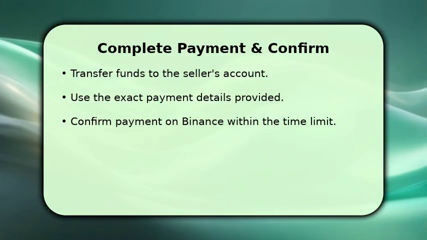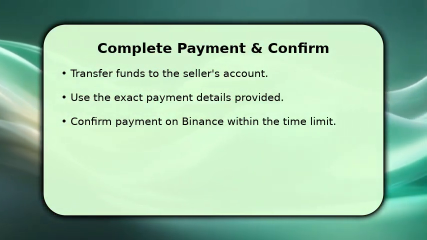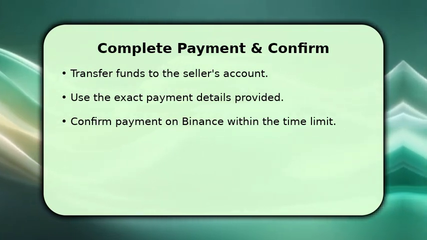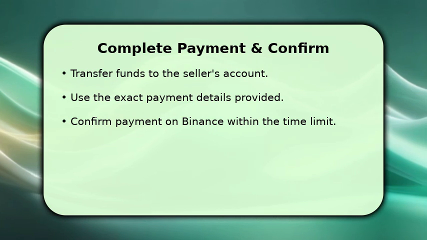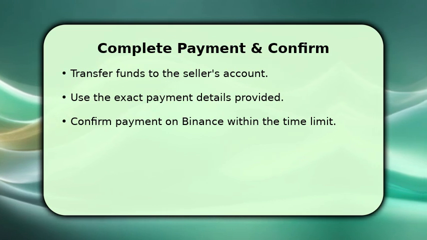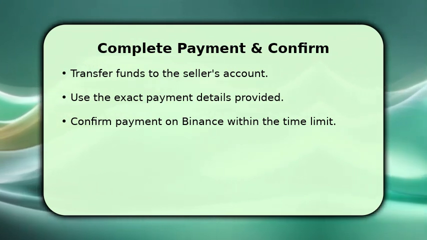After selecting a seller, place your order. Binance will hold the USD in escrow. You will then be provided with the seller's payment details. Proceed to transfer the agreed-upon amount to the seller using your chosen payment method, ensuring all details are accurate.